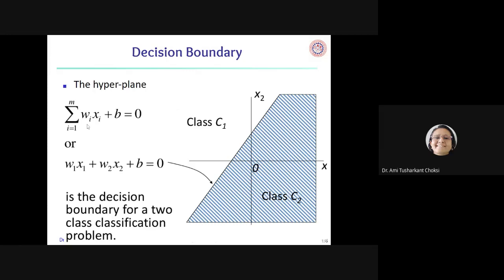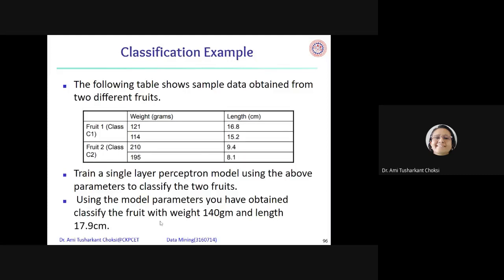Fine. So we can say sigma wixi plus b is equal to 0, that is, w1x1 plus w2x2 plus b is equal to 0, is the decision boundary for a two-class classification problem. So let us take an example so you can have a clear idea about what we are actually doing.